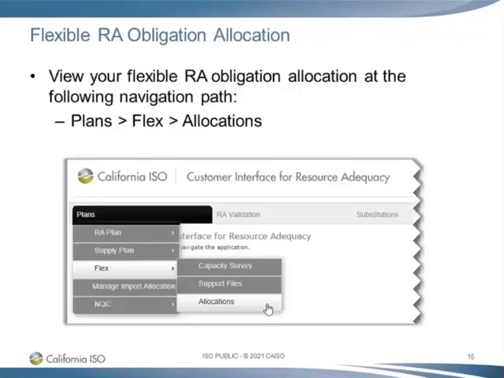Speaking of the final numbers, your flexible RA obligation allocation will also be inside of CIRA. Off that same Flex menu on the Allocations option, you'll be able to view your flexible RA obligation allocation here. So the short-term forecasting team will upload these files to you, and then you'll be able to download and see your RA allocation. You'll see that there will be a status of either draft or final.